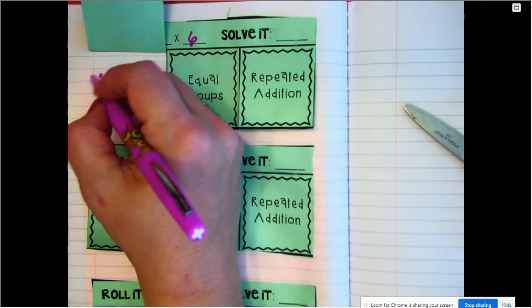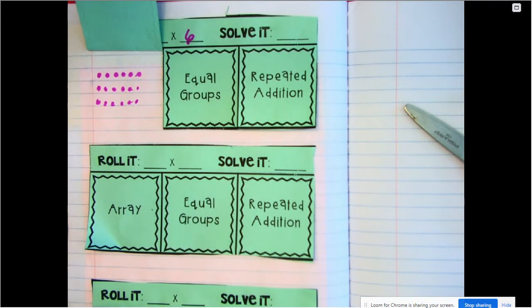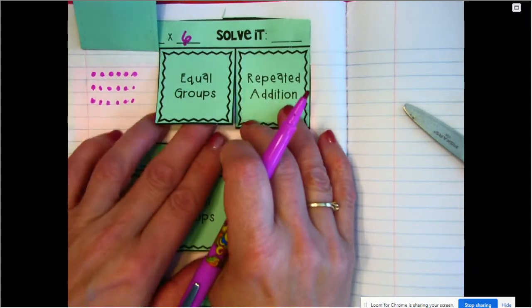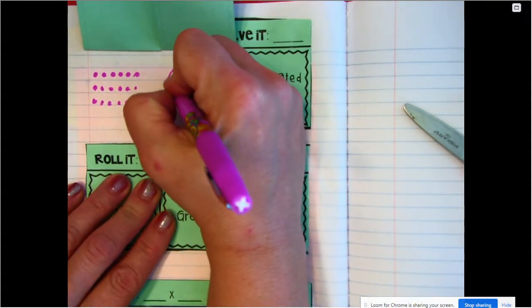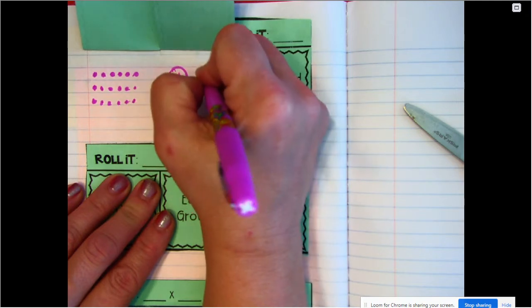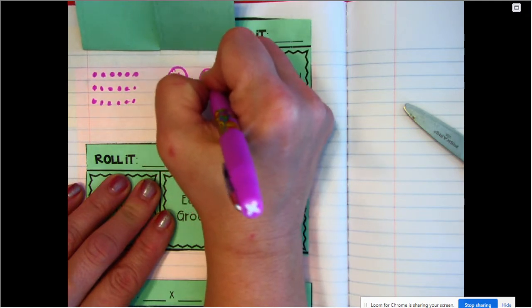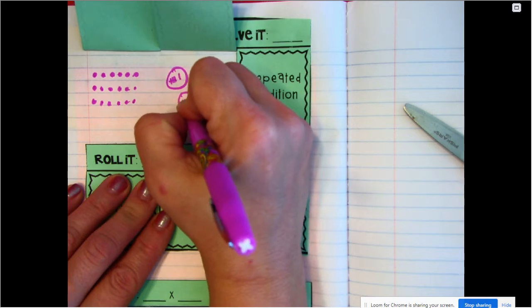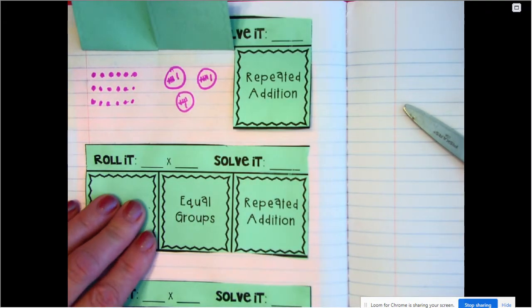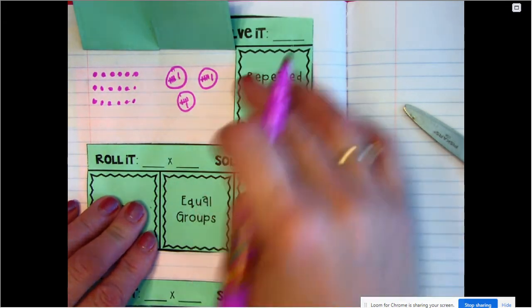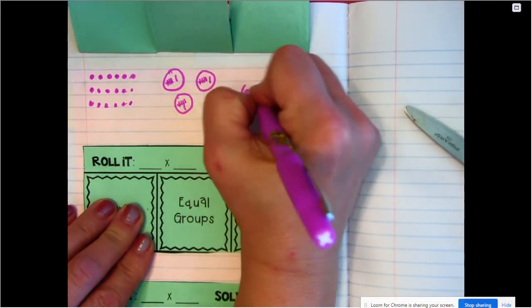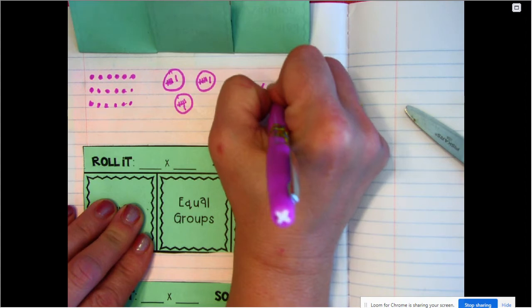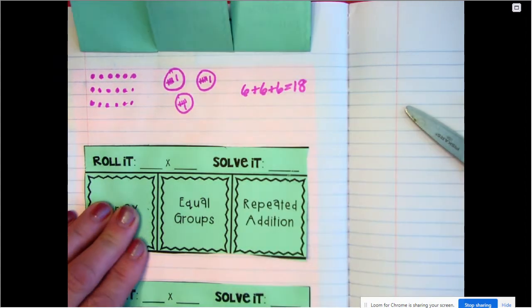So I have 3 groups of 6. There's my array. I can do a picture of equal groups. I have 1, 2, 3, 4, 5, 6. 1, 2, 3, 4, 5, 6. 1, 2, 3, 4, 5, 6. And then repeated addition. 6 plus 6 plus 6 equals 18.